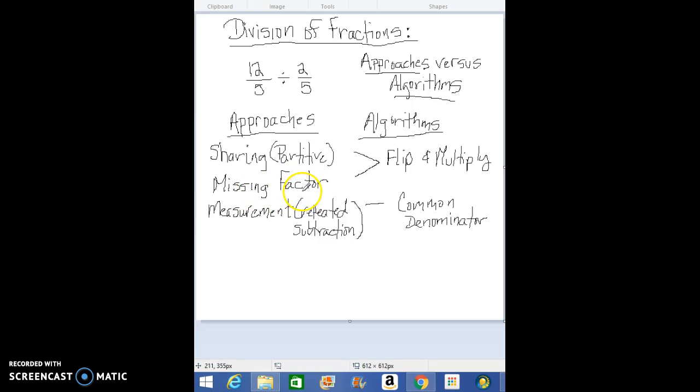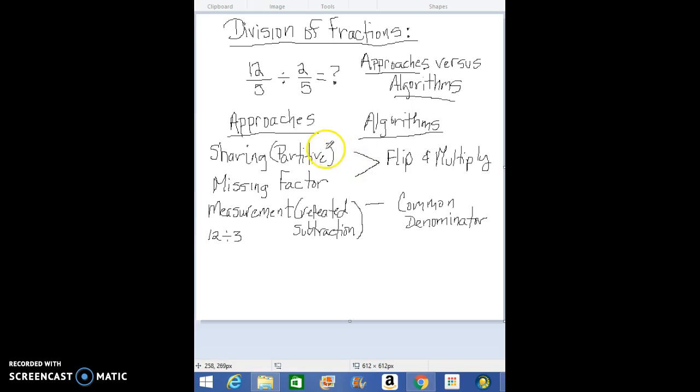There's a missing factor approach, and that's when you take a division problem and you turn it into a multiplication problem. So essentially you say, hey, what do I multiply by 2/5 to get 12/5? So that's our missing factor. And then the measurement, or the repeated subtraction, is where you're measuring out groups of a certain size. So you're saying, if I have 12 divided by 3, let's go to whole numbers for a second here, I'm saying how many groups of 3 can I form out of 12? And that's measurement or repeated subtraction.